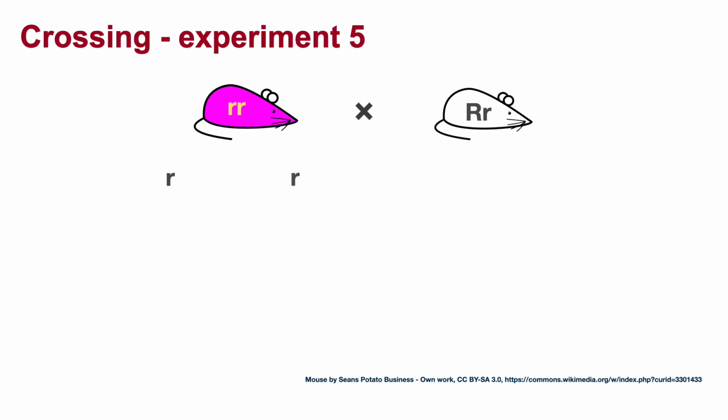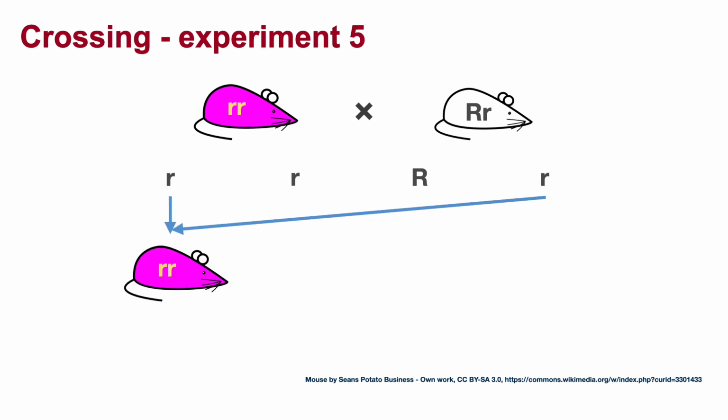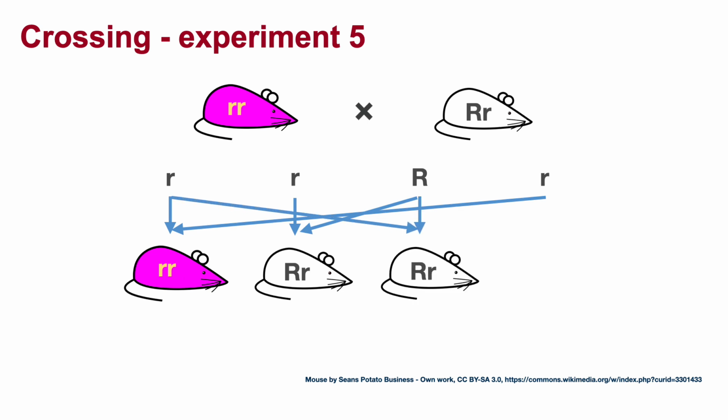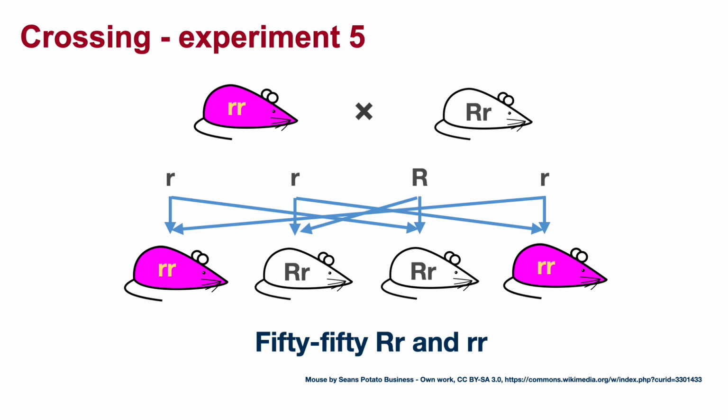And when we do that, what we find is the pink animal, all the gametes are lowercase r, and of course the heterozygous uppercase R gives an uppercase R and lowercase r gametes. And when we run the cross here, what we find is we get a lowercase r pink, we get an uppercase R, lowercase r heterozygous for the uppercase R white, we get another one of those animals, and we get another lowercase r homozygous for lowercase r, which will be pink, and we've got a 50-50 ratio here.